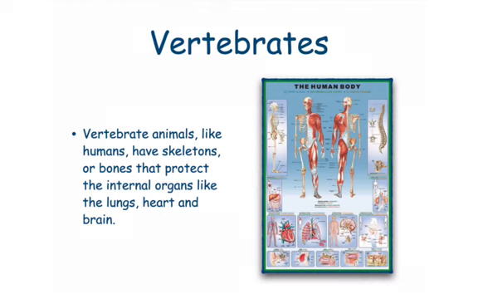Vertebrates. Vertebrate animals, like humans, have skeletons, or bones that protect the internal organs like the lungs, heart and brain.